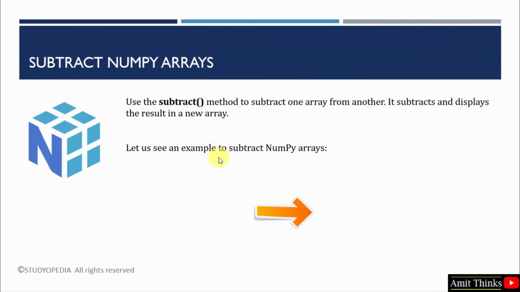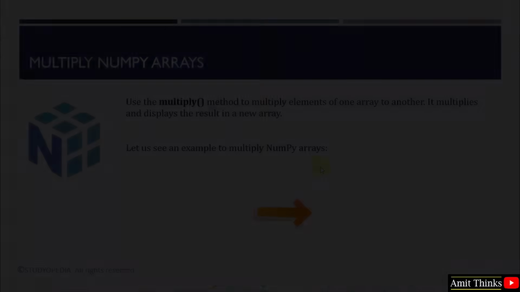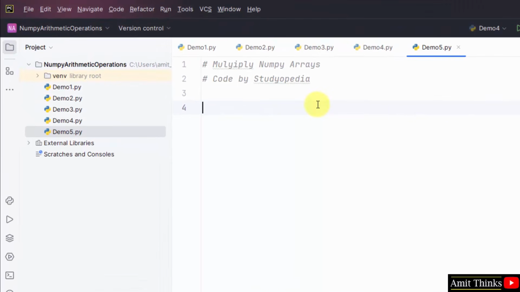So guys, we saw how to find the subtraction between two arrays, how to subtract two arrays. Now we will learn how to multiply two arrays in NumPy. For that we'll be using the multiply method, and the result of the multiplication will be displayed in a new array. Let us see the example. Let us see now how to multiply NumPy arrays using the multiply method.